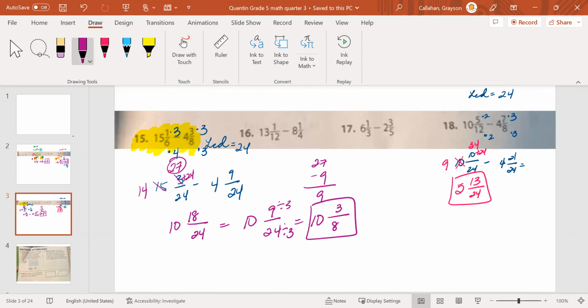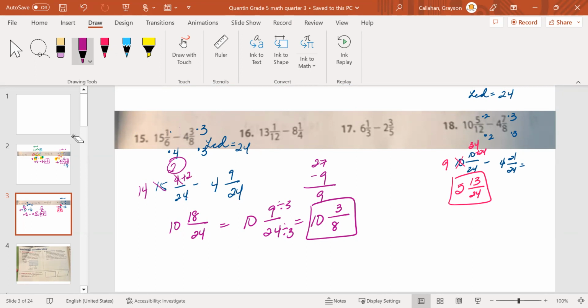Okay, well, 1 times 3 is 3, right? 6 times 4 is 24. 3 plus 24 is 27. 1 times 3 equals 3. Oh, I see. No, you're right. You're right. Hold on. That was my mistake. It is 4. You're right. So it'll be 28, right?